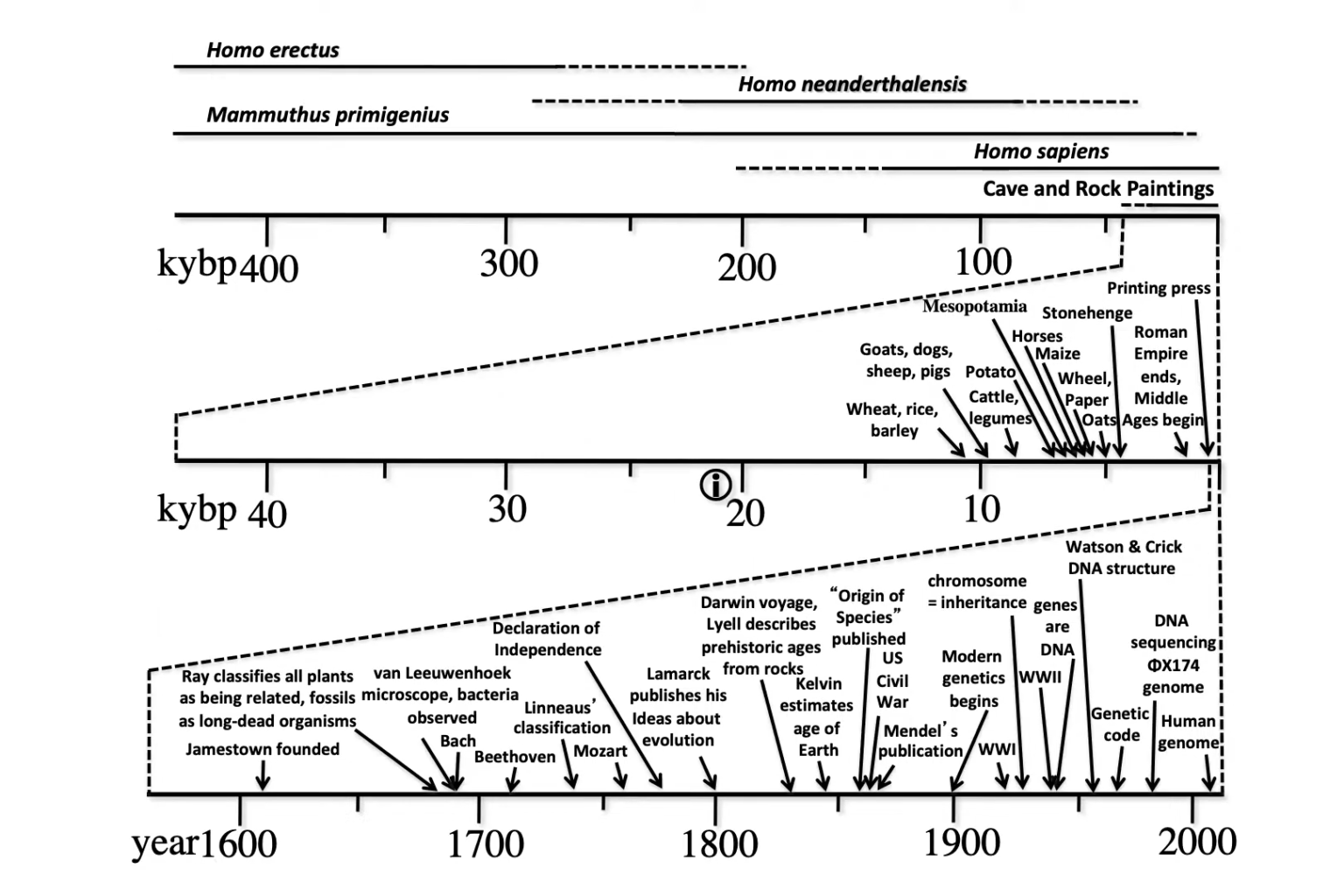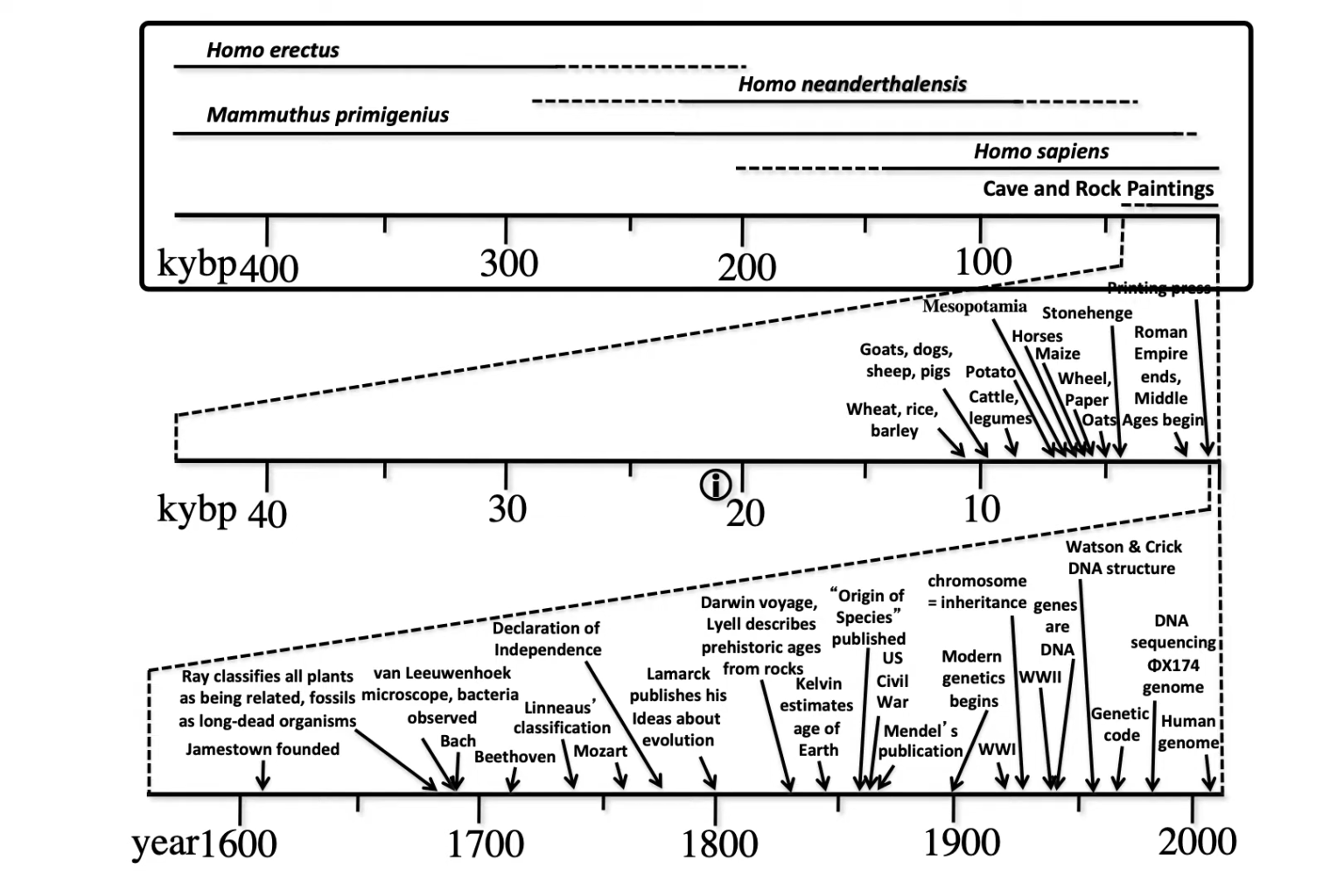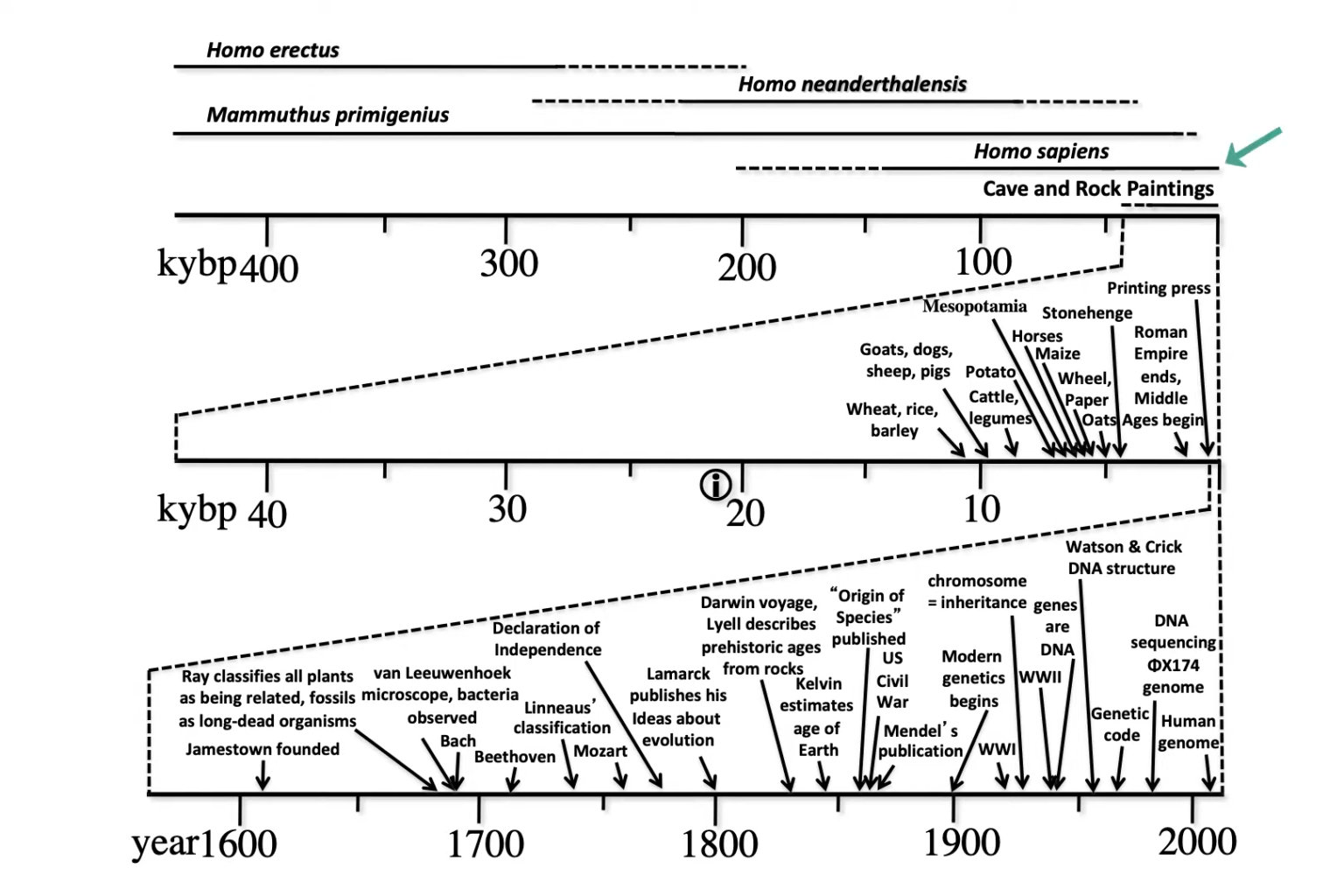So bringing it down to a finer scale, Homo sapiens coexisted with several different species of Homo, including Neanderthalensis, Heidelbergensis, Homo erectus, and about 5 or 6 other species. But we were the only ones to eventually survive.